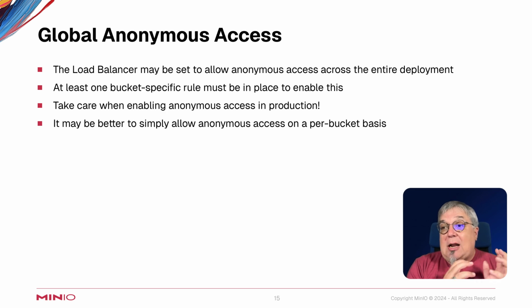The load balancer can also be used to set up anonymous access for the entire deployment. That means every bucket in your deployment. You have to have at least one bucket specific rule in order to enable this through the UI though. Take care if you are enabling anonymous access in production like this. It may be better to simply allow anonymous access on a per bucket basis, but you have the ability should you want to. Next up, we're going to do a little demo video.